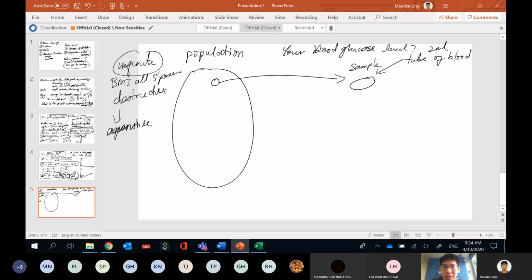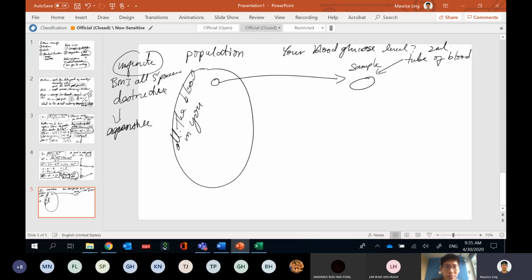So in this case, it will be very difficult to identify the whole population, because in order to do that, we may need to drain the entire body of blood. So that is not possible. This means that the population is all the blood in you. Correct? I'm sure none of you want me to just bleed you dry just to know your blood glucose level, right?